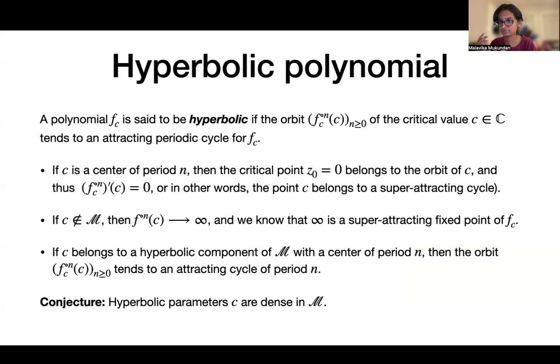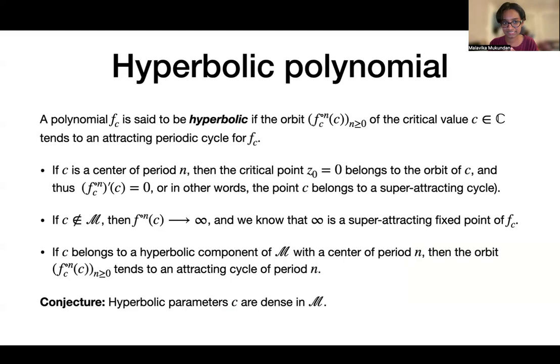But we can also define a notion of hyperbolic polynomials in the following way. A polynomial is hyperbolic if the critical orbit, which is the orbit of 0, or equivalently the orbit of C, tends to an attracting cycle. So a hyperbolic polynomial is basically something that has an attracting cycle, because we previously stated that any attracting cycle attracts the critical orbit. Okay, so all hyperbolic components are of the following three categories.